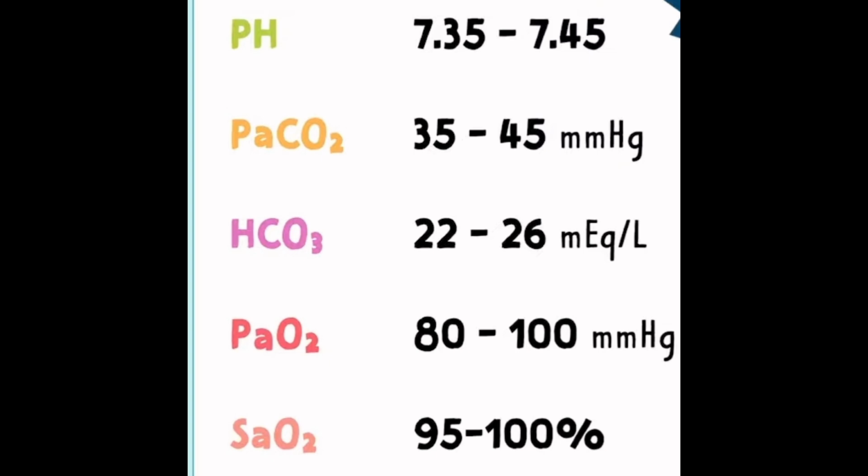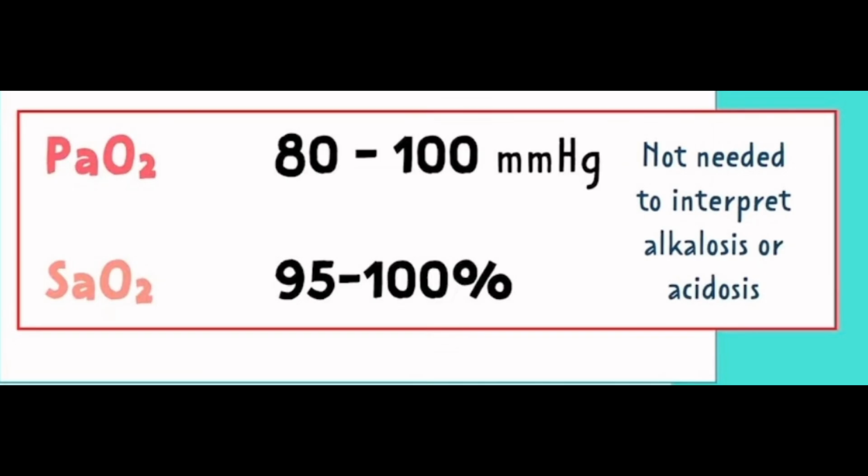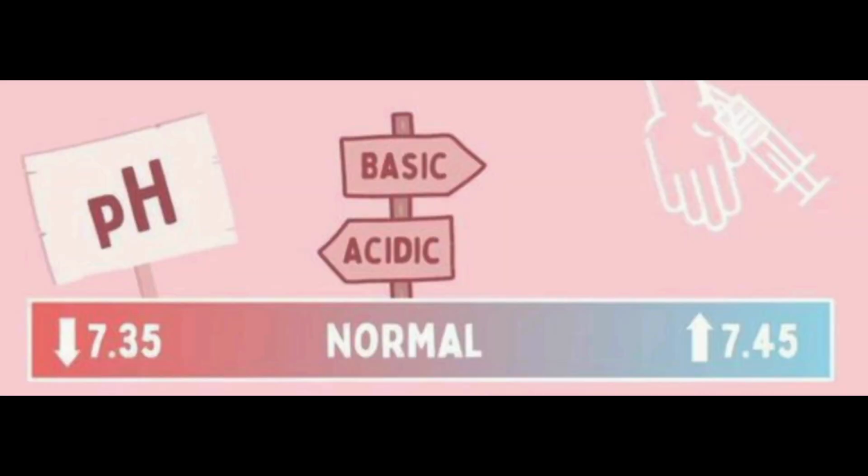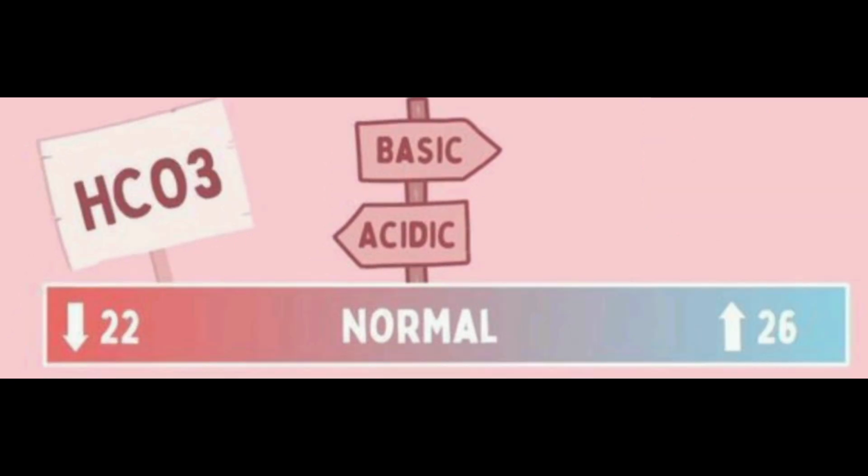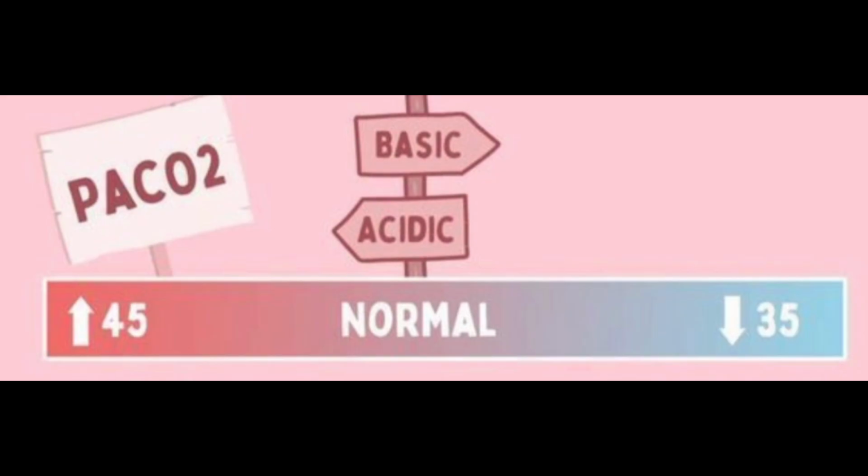So for ABG monitoring, the PaO2 and SaO2 are not needed to interpret the alkalosis or acidosis. Always remember, a pH less than 7.35 is acidic and more than 7.45 is basic. For bicarbonate, less than 22 is acidic and more than 26 is basic. For PaCO2, more than 45 is acidic and less than 35 is basic.